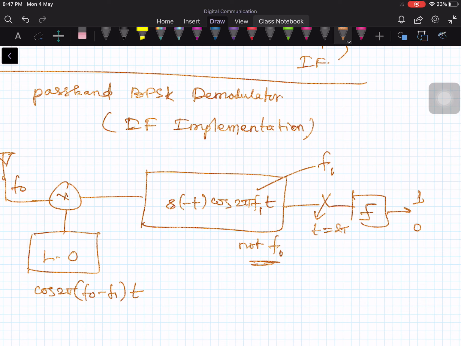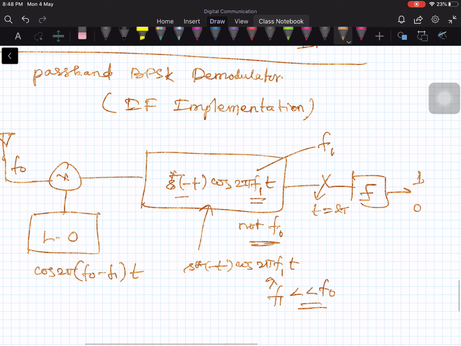Now this is the same as what we discussed previously. So now the matched filter is being matched to f1, not f0. Previously the matched filter was mapped onto s conjugate of minus t cos of 2 pi f0 t. Now it is mapped onto s conjugate of minus t times cos of 2 pi f1 t, where f1 is much lower than f0. Therefore your timing error problem will be somehow reduced. So you are down converting to lower frequency. That lower frequency is the intermediate frequency.